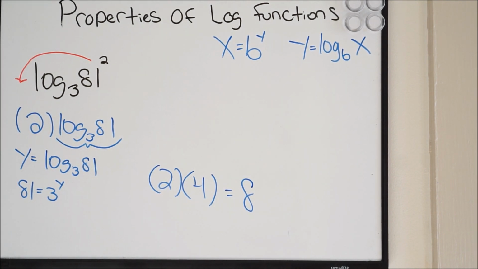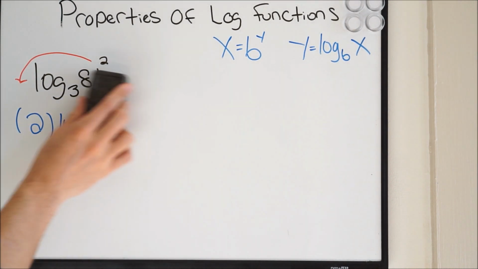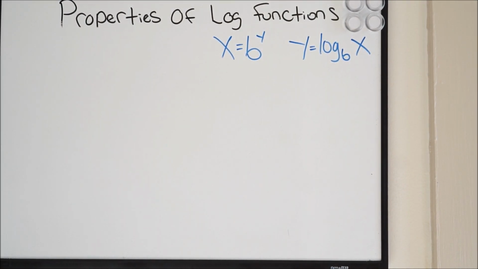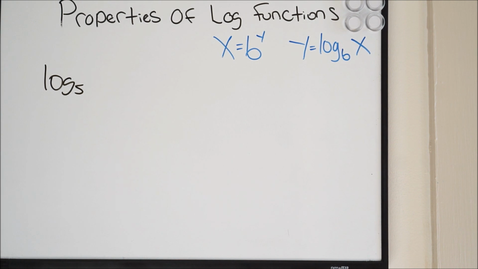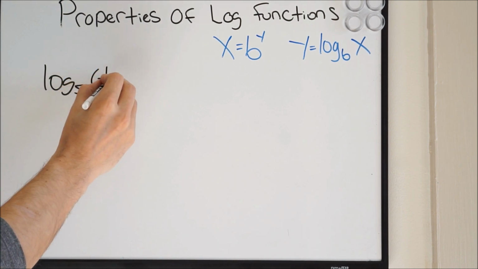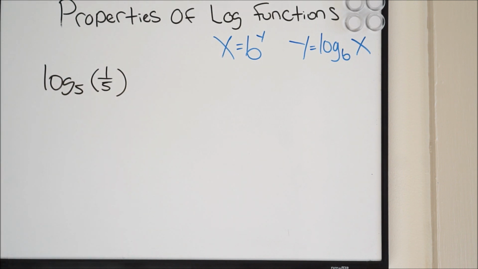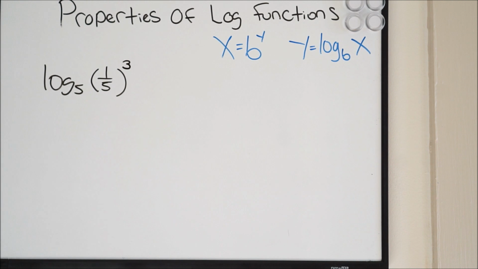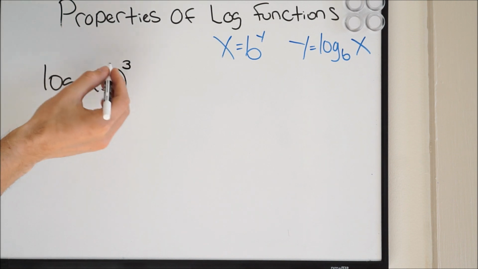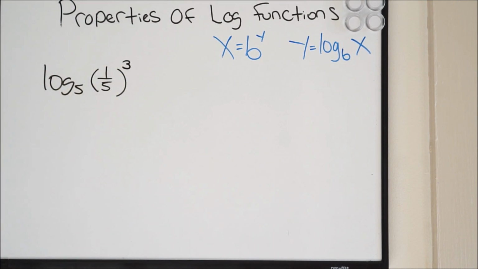Okay, let's try another one. Let's do log base 5 of (1/5) all to the 3rd power. So again, this is going to be a power property. So we know that we need to bring this down. Make it simple on yourself: see a power, just bring it down to the front. So we're going to go ahead and do that.